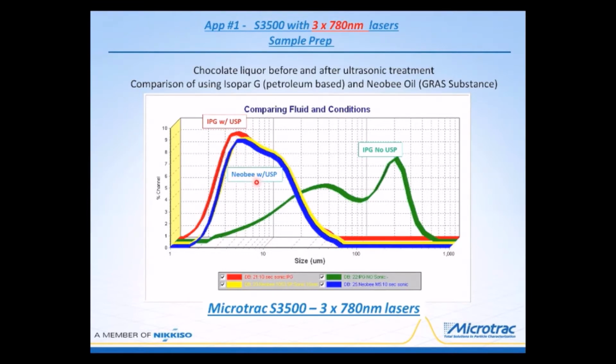Now, this is a food-grade oil. It is a GRAS substance, which means that it's generally regarded as safe according to the FDA. Niobe oil can be used, and you will achieve virtually the same result as using Isopar G. The nice thing about niobe oil is that if it is being used, it can be disposed of very easily.